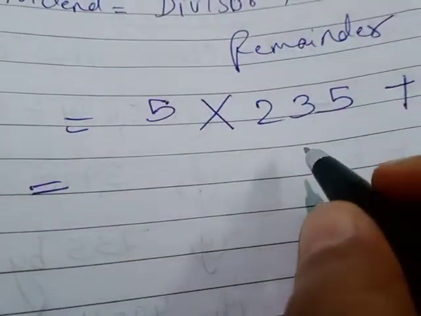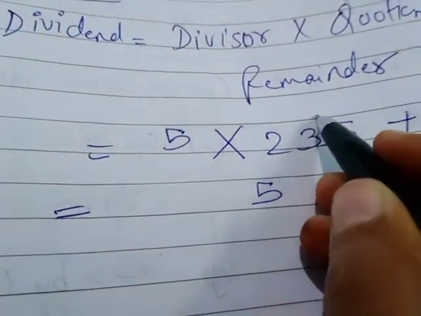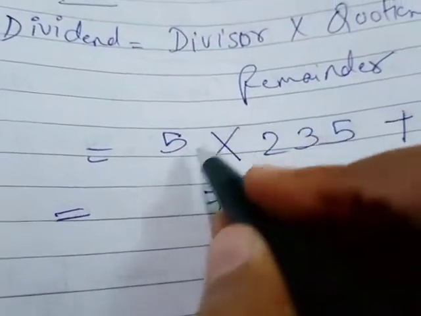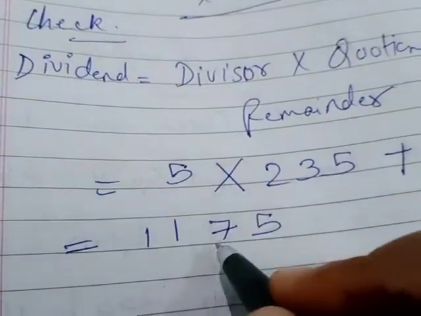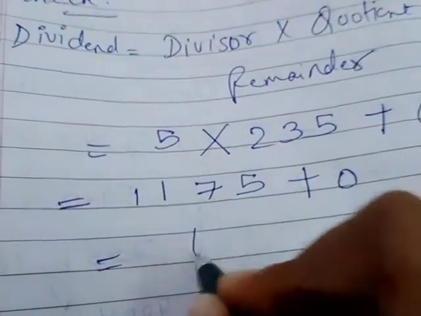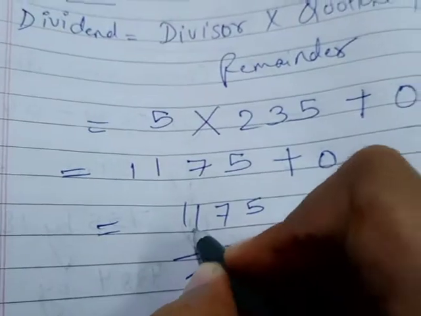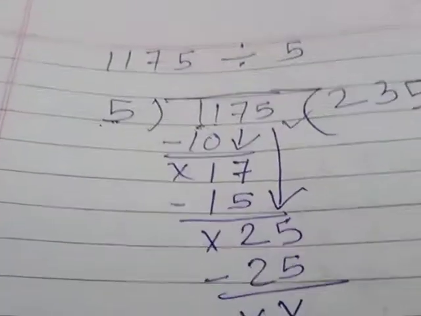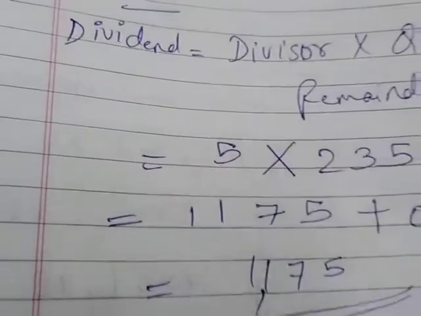So we will multiply and see. 5 5s are 25, 2 carried. 5 3s are 15 plus 2 is 17, 1 carry. 5 2s are 10 plus 1 is 11. We are multiplying and we get 1175 plus 0. When we add 0 to any number, we get the same number. If you see, this 1175 is the same as the given dividend 1175. Therefore, the solution is correct.